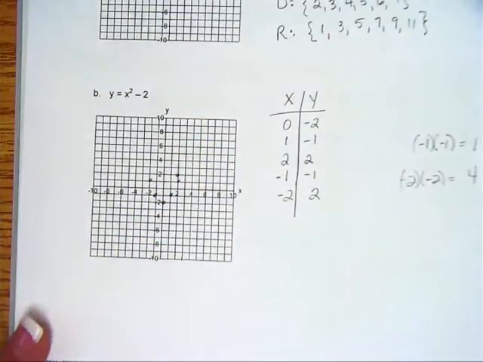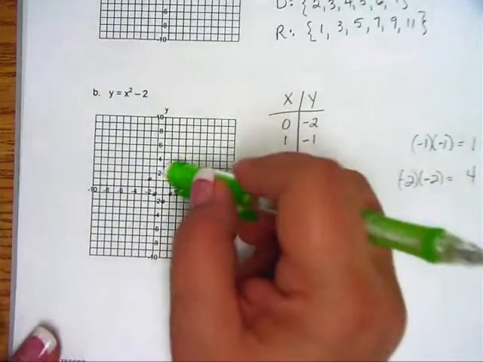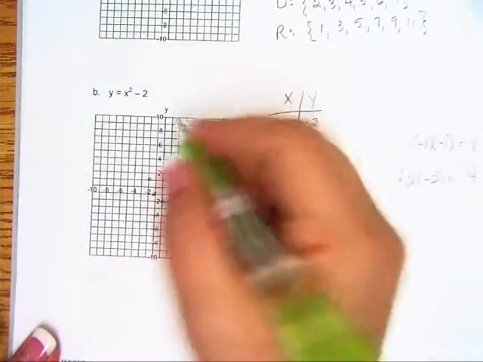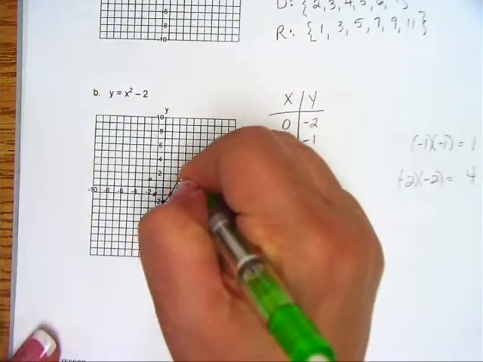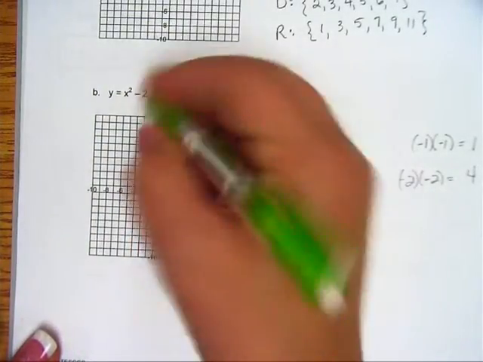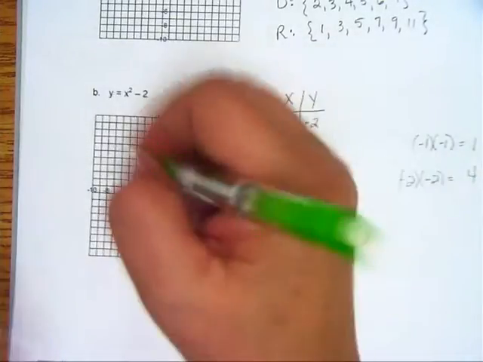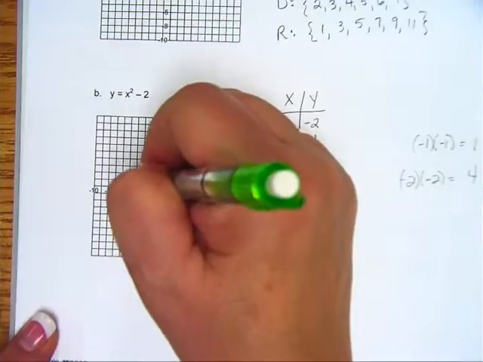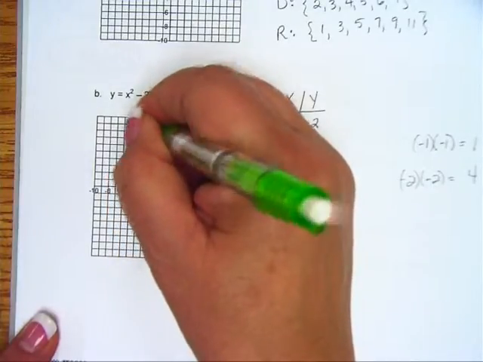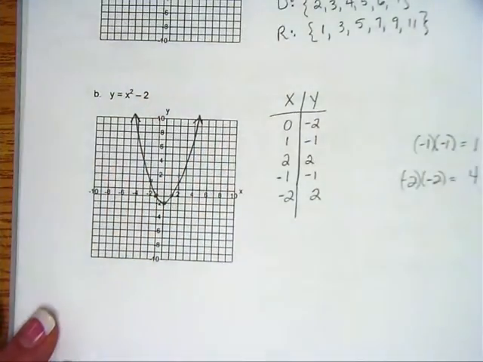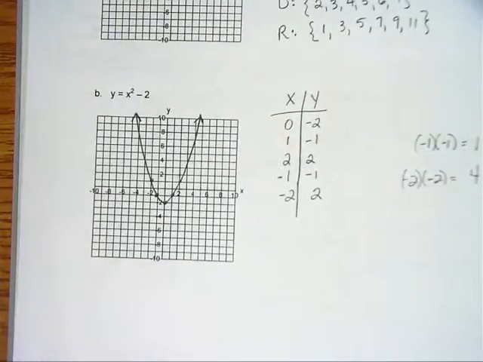This makes a shape that we will talk about later. It's called a parabola. And what it looks like, I'm going to go ahead and connect the dots. We're going to call this one continuous. And so those continue on forever and ever in that direction. Now, is this a function? Yes.